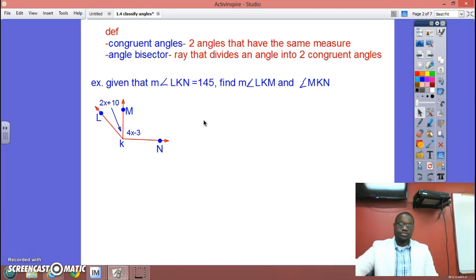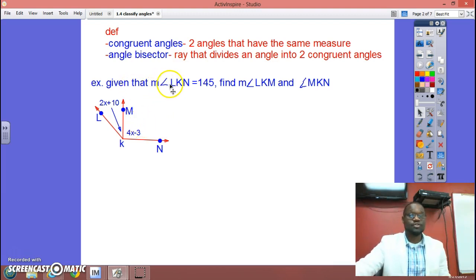Next, let's actually use this example here. It doesn't really have anything to do with congruent angles. It's just more of a continuation of an introduction from the first page. But this example gives us an idea of how we're going to use angles and how they relate to one another. It says, given that the measure of angle LKN equals 145, we want to know the measure of LKM and MKN.